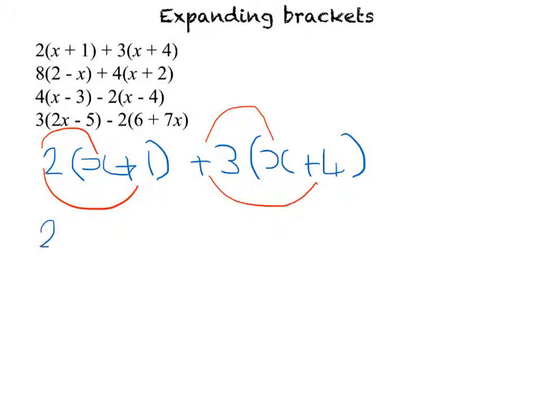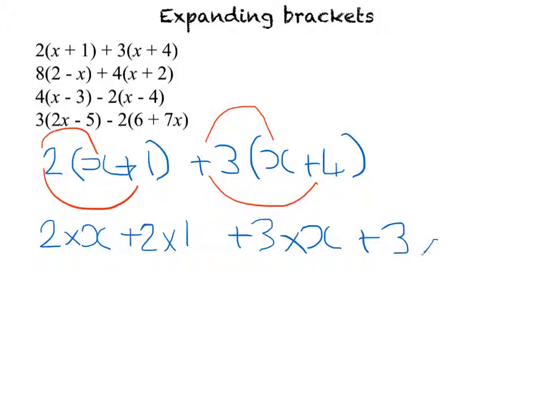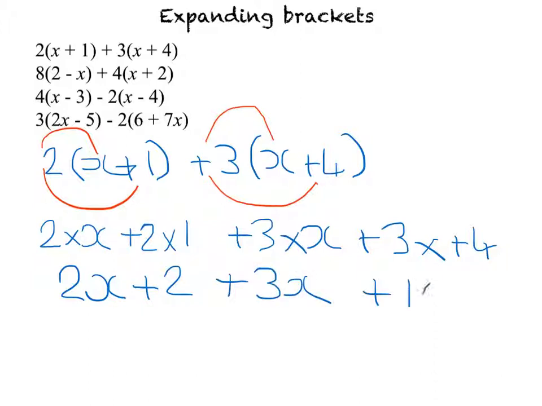So we've got 2 times x, and remember, that's plus 2 times the plus 1 onto the second bracket, so it's plus 3 times the x, and then it's plus 3 times the plus 4. Okay, they're all pluses, so this is pretty easy. So what do we get? Let's put these all together. So we get 2x plus 2 plus 3x plus 12.